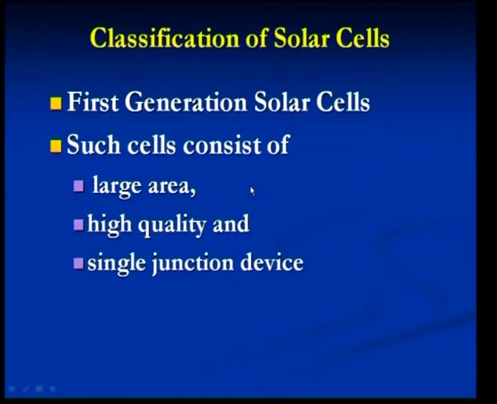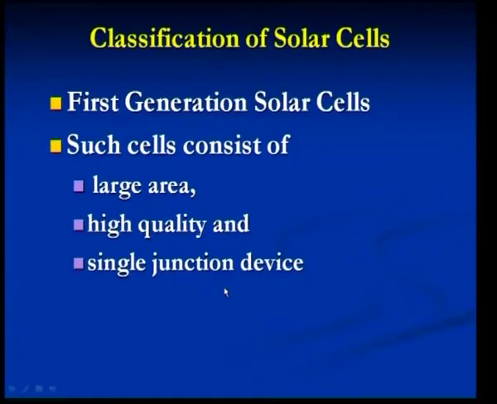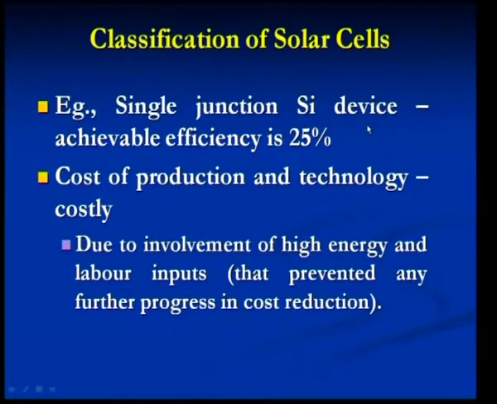First generation solar cells. Such cells developed in the first generation consist of large areas, number 1. They are high quality, single junction devices. So, they are termed as the first generation solar cells. Of course, they are costly also. The example for a first generation solar cell is the single junction silicon device. Achievable efficiency in such a silicon device is only up to 25%.